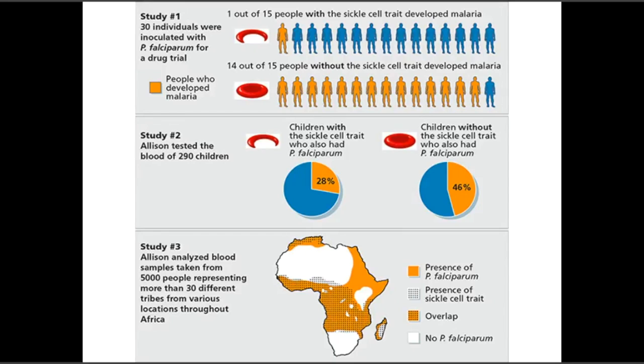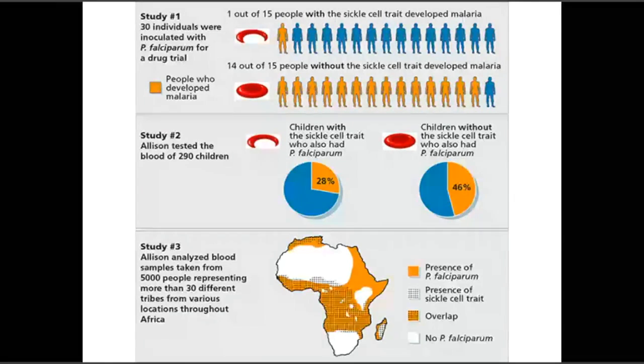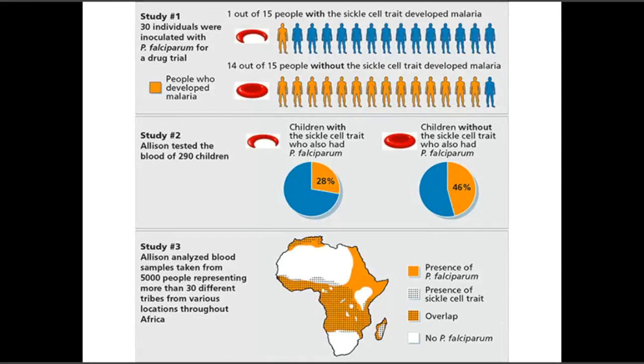The findings discussed were made possible by 3 distinct studies run by Dr. Allison. In his first study, he studied 15 individuals with the AS genotype and 15 individuals with the AA genotype. What he found was that 14 out of 15 people who had the AA genotype developed malaria, while only 1 individual with the AS did. In his second study, he tested close to 300 children and found that 28% of children with an S allele developed malaria, while 46% of children without a sickle cell trait developed the disease.